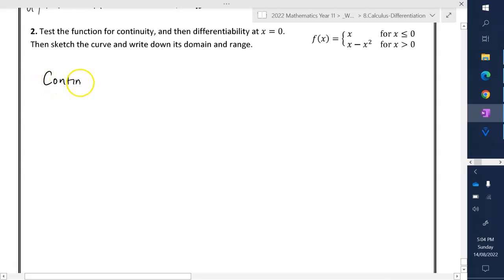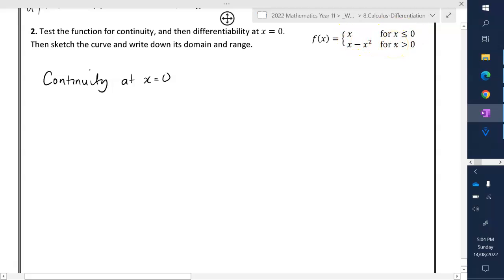So if there's continuity, then at x equals 0, there should be the same value of the graph. So there's not going to be a break and there's not going to be different values for each of those. So let's just test what happens at x equals 0. Because that's what it would like us to do. And that makes sense because our function changes around that point x equals 0.